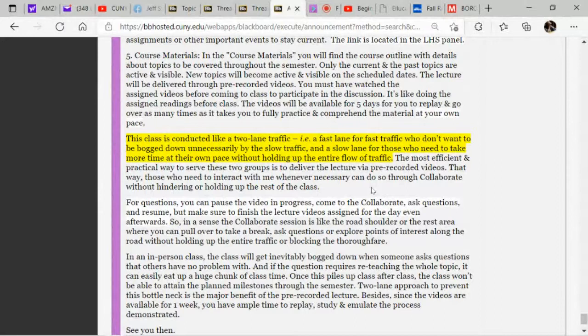So this is the important thing. This class is conducted like a two-lane traffic, right? At least in a highway, there must be at least two lanes in one direction, another two lanes in the other direction. There must be at least a fast lane and a slow lane, right? If you're slow-moving traffic, you've got to take the slow lane. Trucks, 18-wheelers especially, in the upslope, heavy trucks will have to move aside.